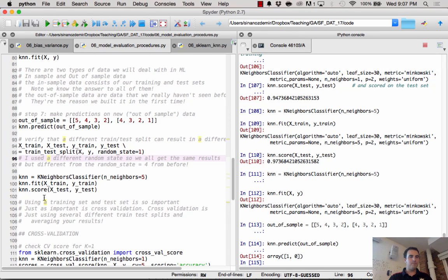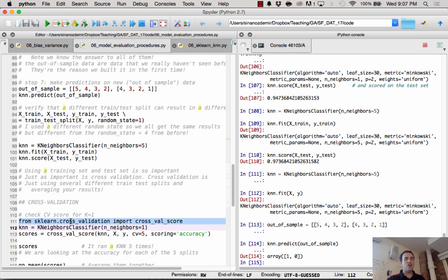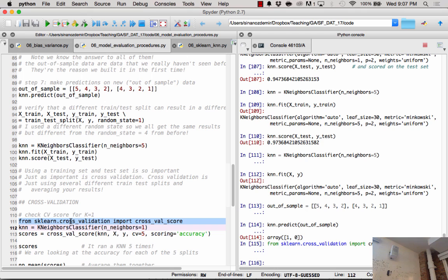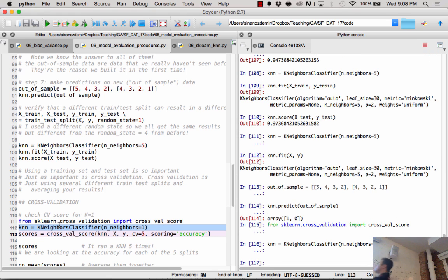All right. Well, using just one training set and test set is not good enough. Let's use cross-validation. Scikit-learn has built-in cross-validation. From sklearn.cross_validation, import cross_val_score. Cross_val_score will tell me the scores of my k-fold cross-validation. I'm going to instantiate a model with one neighbor. Here it is, KNN. Remember, KNN is a completely blank slate.